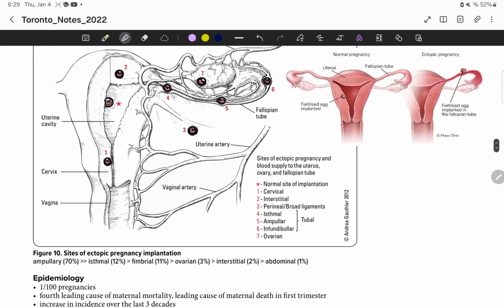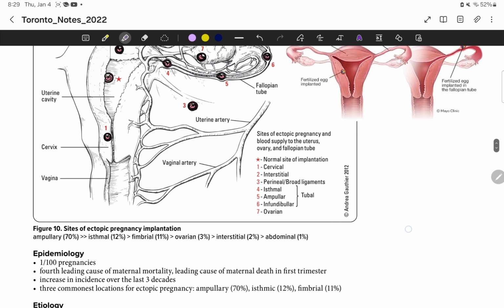It can be cervical, interstitial, peritoneal, isthmal, ampulla, infundibula, and ovarian. So in any of those 7 places, it can grow and cause problems.